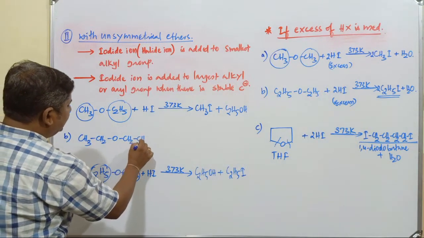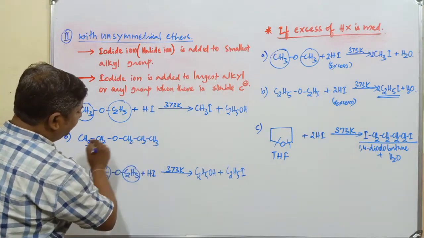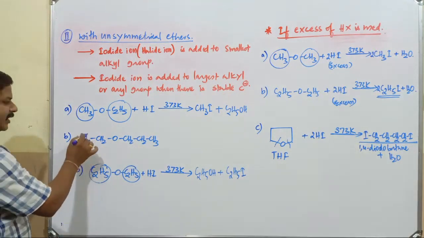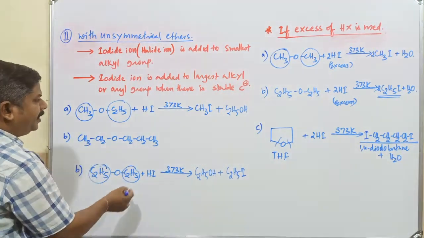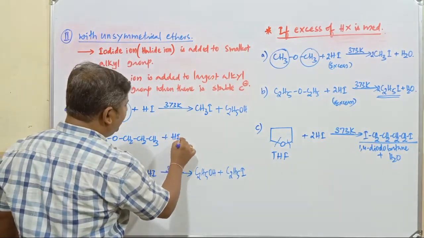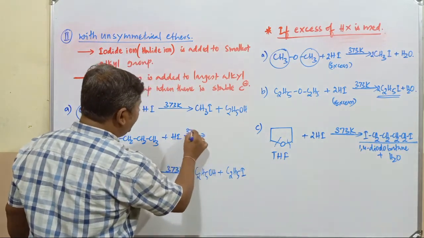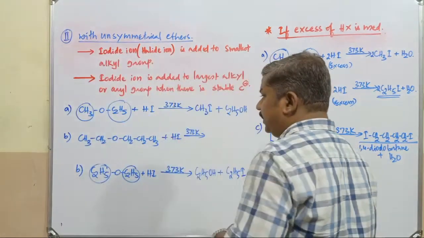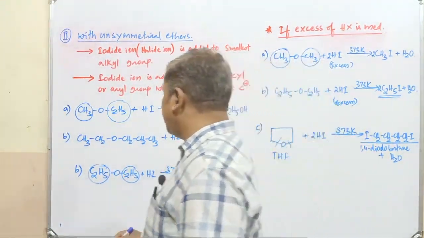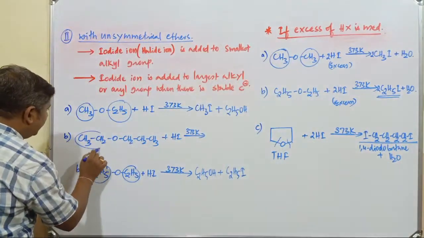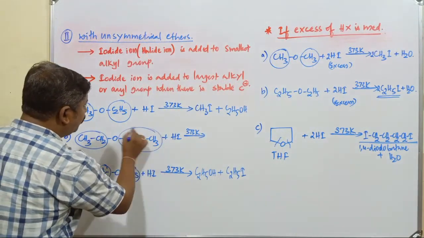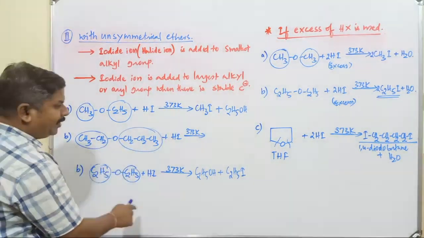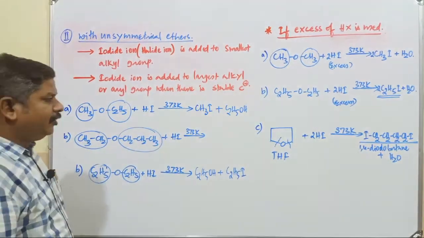One more example I will consider here: CH3CH2OCH2CH2CH3. It is also an unsymmetrical ether. What is the name of this one? Ethoxypropane. When this is treated with hydrogen iodide at 373 Kelvin, let us identify the product. Which is the smallest alkyl group here? It is the ethyl group, right? This one is the propyl group. Between ethyl and propyl, ethyl is the smallest alkyl group.